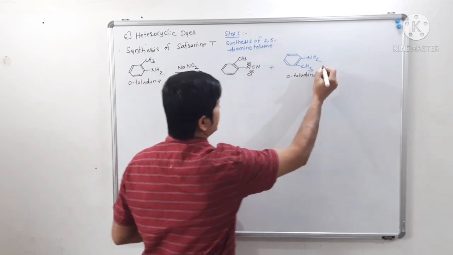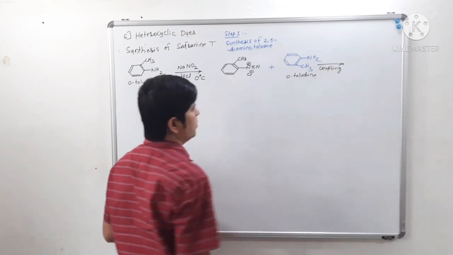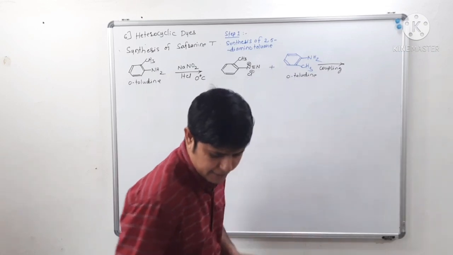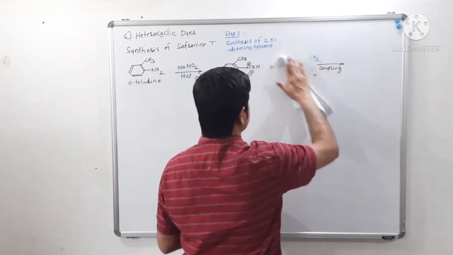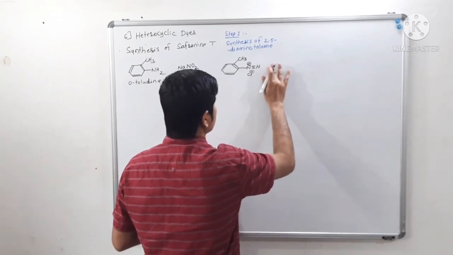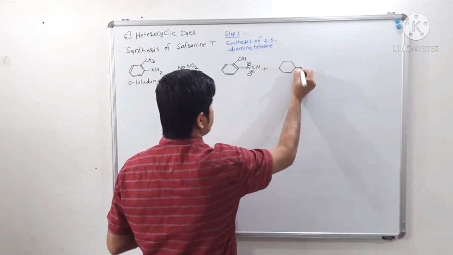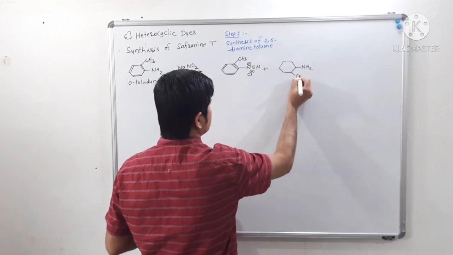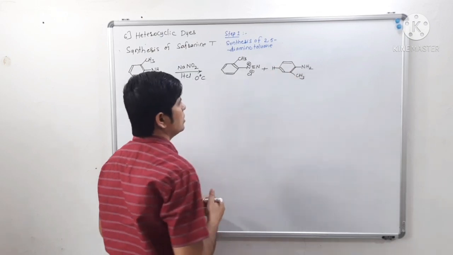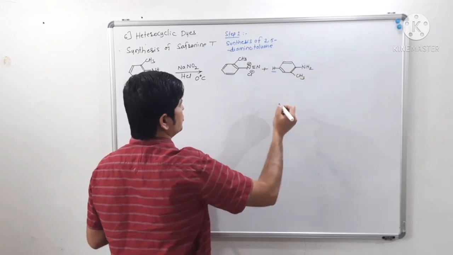So there will be a coupling reaction, and we will get a coupled product. I will write it in a more proper way. This is orthotoluidine, and it is going to couple at the para position with respect to this amino group.